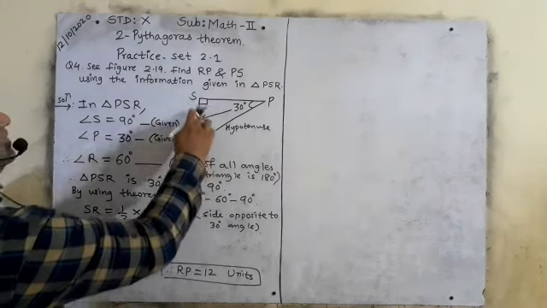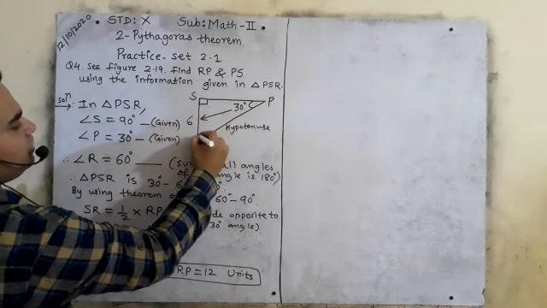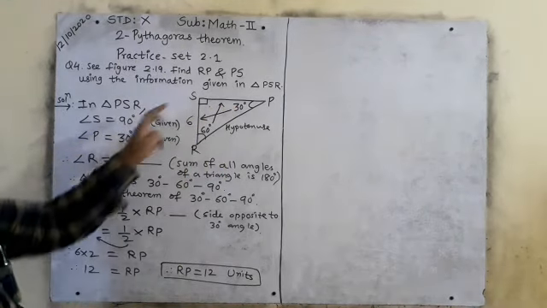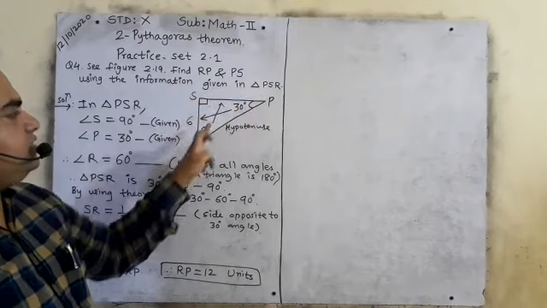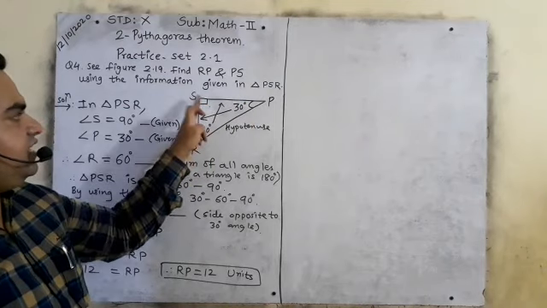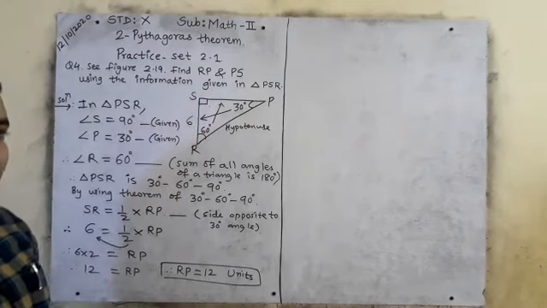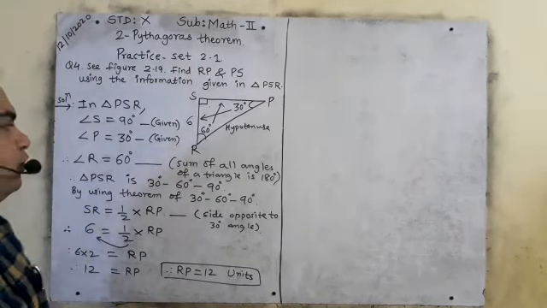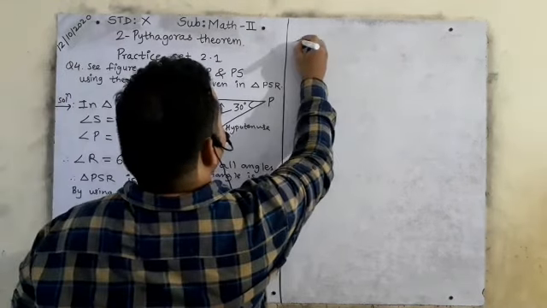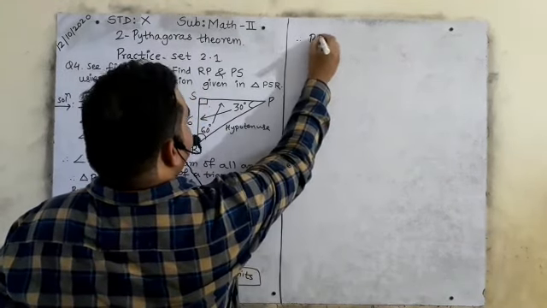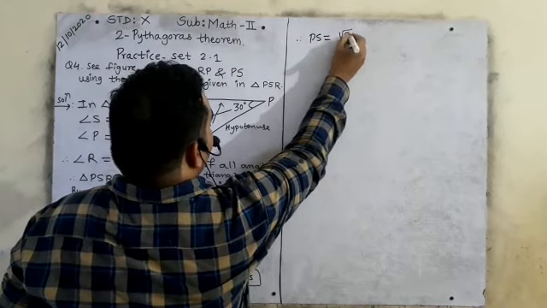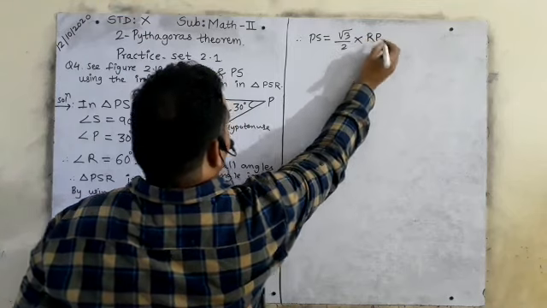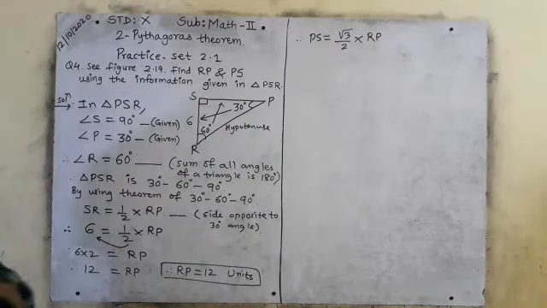Now the same for SP. SP is what? You can say here angle R is 60 degrees. So the side opposite to 60 degrees is PS or SP. We know the formula: the side opposite to 60 degrees is root 3 upon 2 of its hypotenuse. So you can write PS is equal to root 3 upon 2 of its hypotenuse, and the hypotenuse is RP.